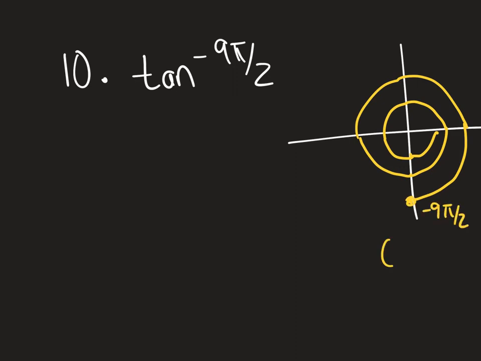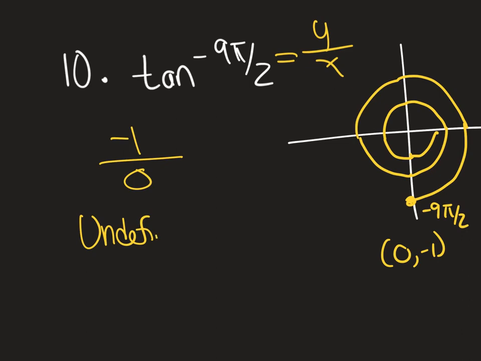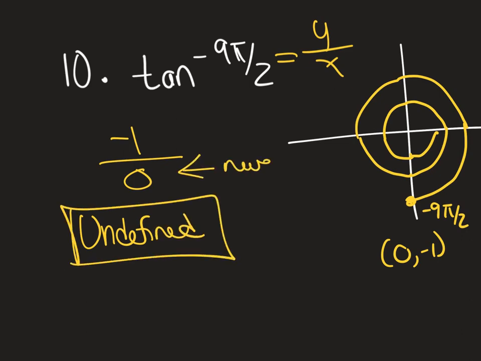The ordered pair here is 0, comma, negative 1. Tangent is the y over the x, so you get negative 1 over 0. The answer here is not 0. It is undefined. And we're going to learn more about this when we graph, but you can never divide by 0.